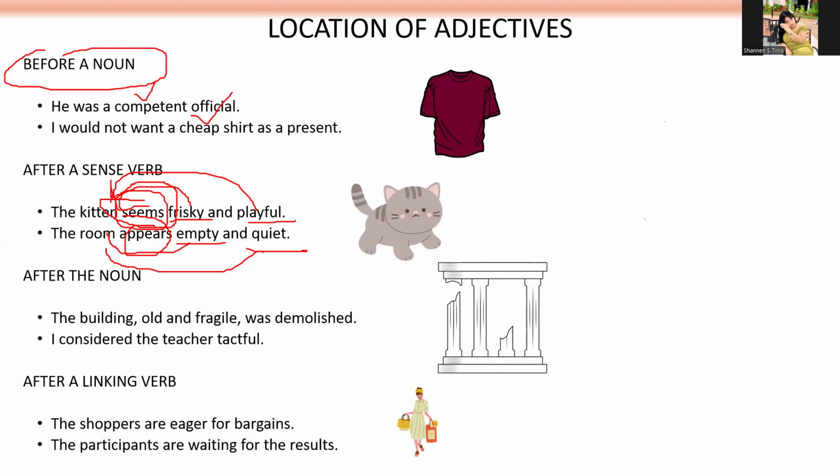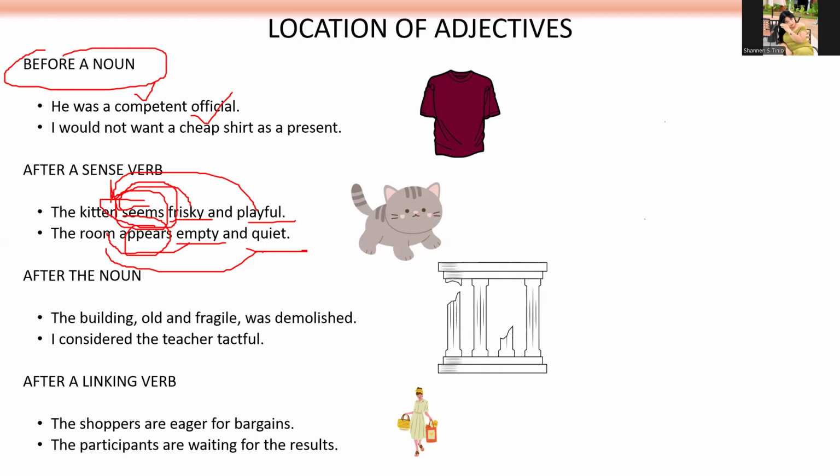How about the example sentence? The sky looks clear today. Hindi ako makapag-type dito sa screen. Hindi ko alam kung bakit. Okay, so itong sentence na to, the sky is the subject. Looks is the sense verb, which talks about the appearance. And then we have the adjective clear.